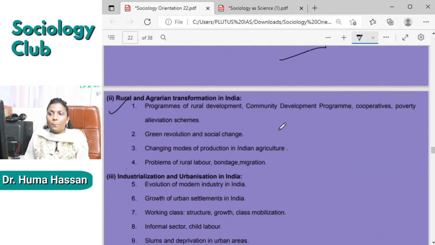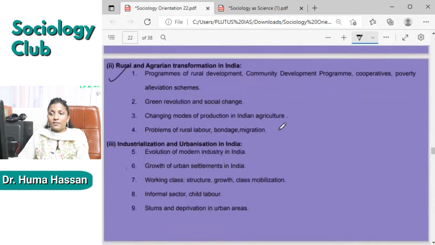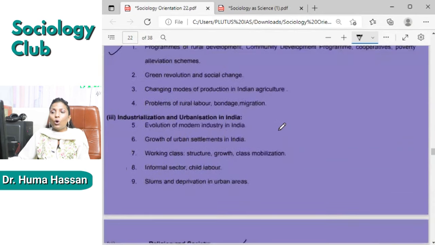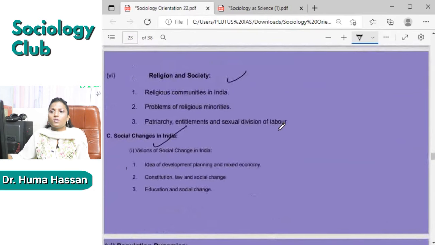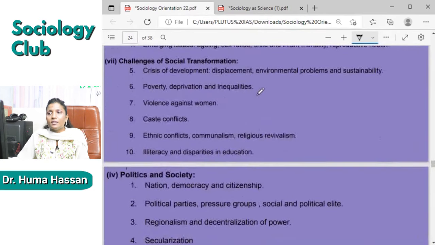Then we are talking about development here, industrialization and urbanization in India. Then religion and society, social changes in India. It's all changes in social transformation, politics and society, social movements in modern India.